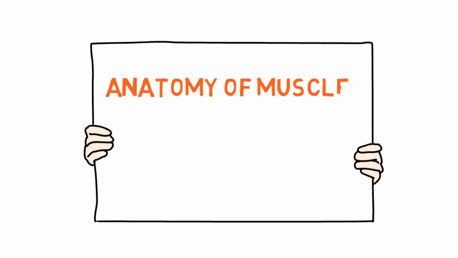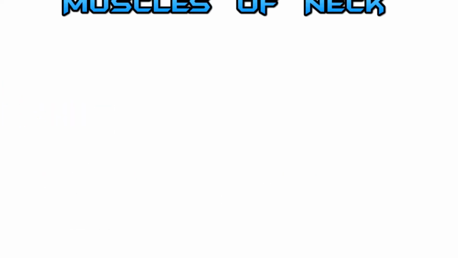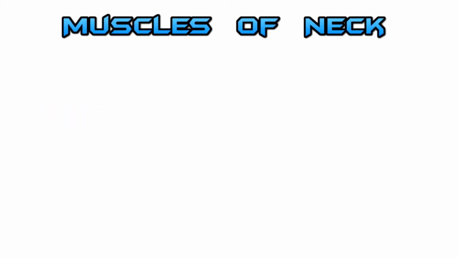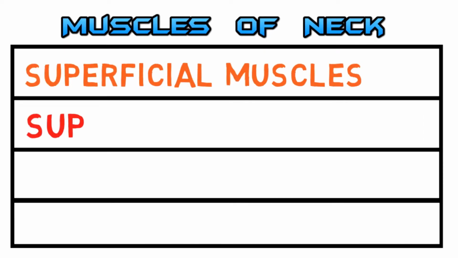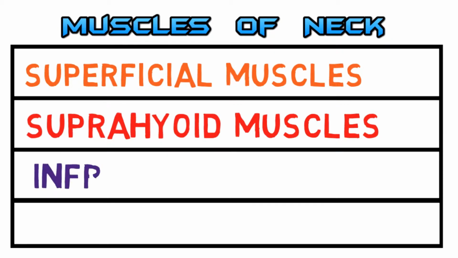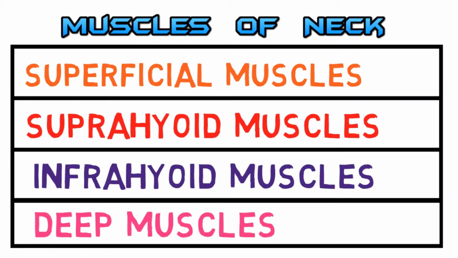Today, we will discuss the anatomy of muscles in the neck. So without wasting any more time, let's get started. Muscles of the neck can be classified in 4 groups, that are superficial muscles, suprahyoid muscles, infrahyoid muscles, and deep muscles. So let's discuss what all muscles are present in these groups.